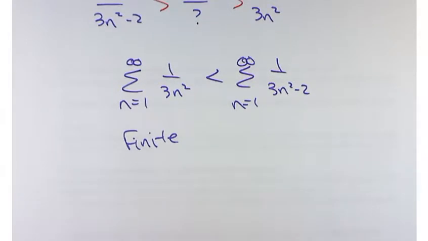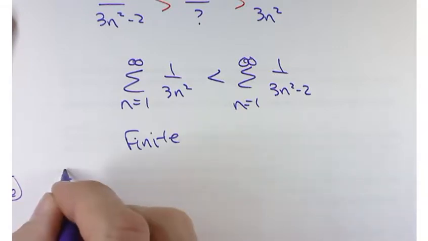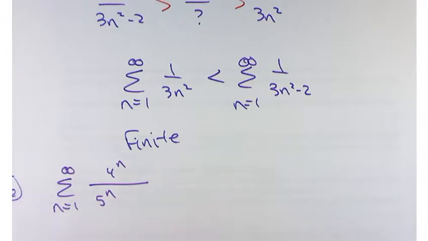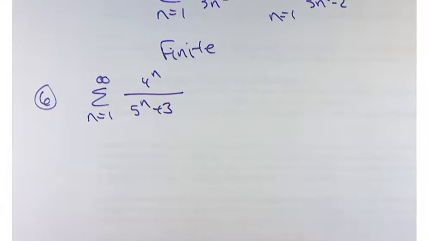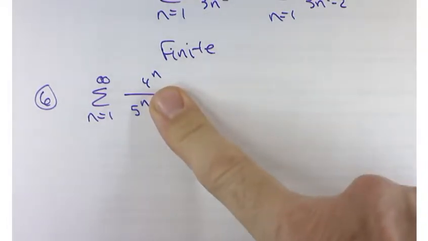All right, so let's try some more here. Let's try problem number 6. The sum from n equals 1 to infinity of 4 to the n over 5 to the n plus 3. So similar kind of thing here as with the last one. What does this kind of look like if we monkeyed with it a little bit? Let's just innocently do one of those. Put your fingers on the scale, right?